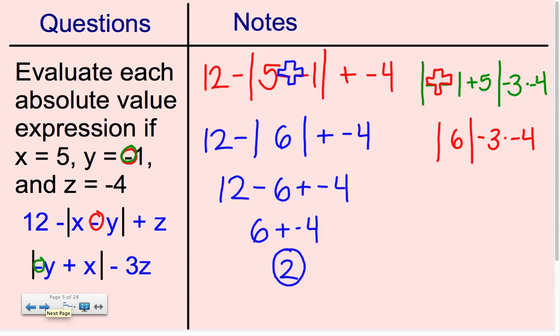All right, absolute value of 6 is 6, so I can drop those absolute value signs. Minus 3 times the negative 4. So I'm left with subtraction and multiplication. So 6 minus 3 times negative 4, where 3 times negative 4 is negative 12. So I'm left with negative 6.